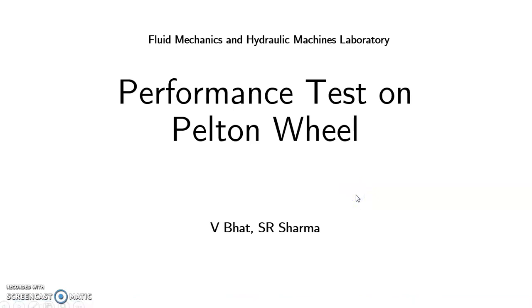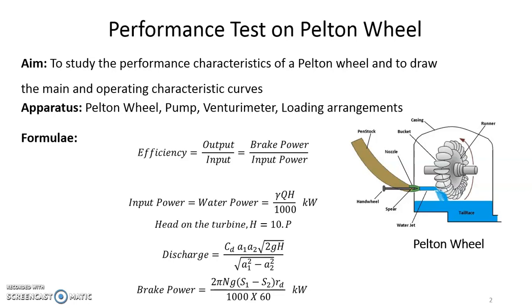Hello everyone. In this short segment, details related to the performance test on Pelton wheel, one of the experiments under the fluid mechanics and hydraulic machines laboratory, are explained. The aim of the experiment is to study the performance characteristics of a Pelton wheel and to draw the main and operating characteristic curves. Here the performance is inferred with the help of main and operating characteristic curves. The apparatus required for the performance test on Pelton wheel are Pelton wheel, pump, venturimeter, and loading arrangements.